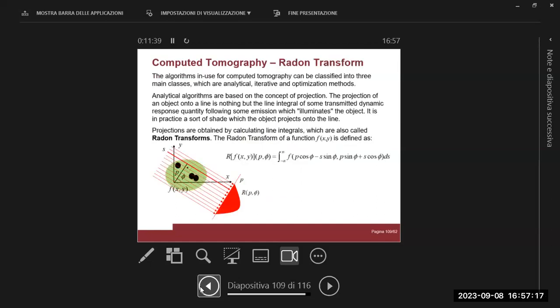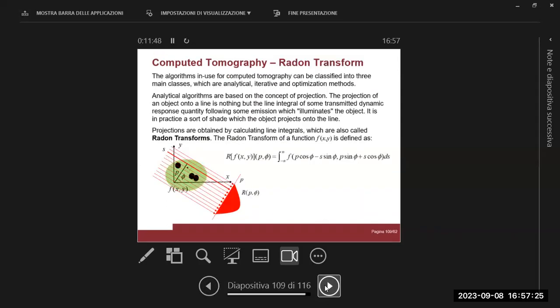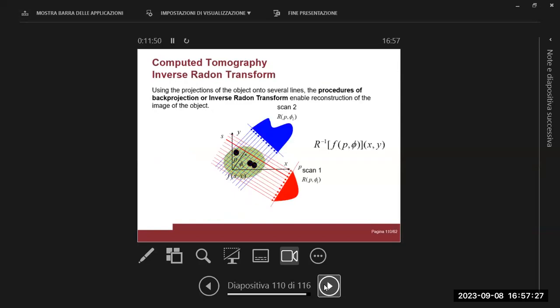on the use of an algorithm which is called the Radon transform. For the Radon transform, there are theorems that guarantee the relationship between the image and its projections.